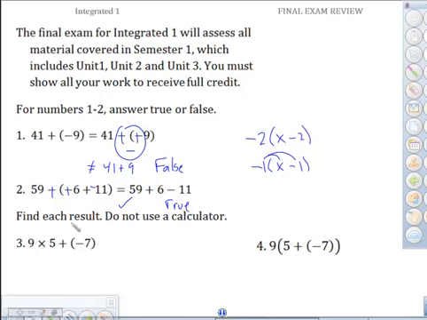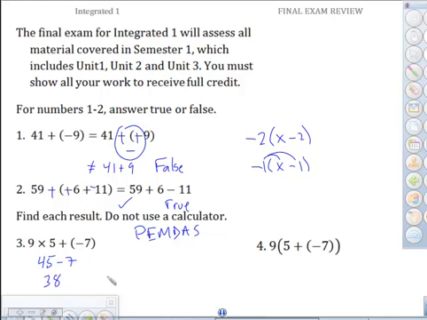All right. Next one, it says find the result. Here what I'm testing is PEMDAS. All right, so PEMDAS tells us to do multiplication before we add or subtract. So 9 times 5 is 45, and then 45 minus 7. 45 minus 7 is what?